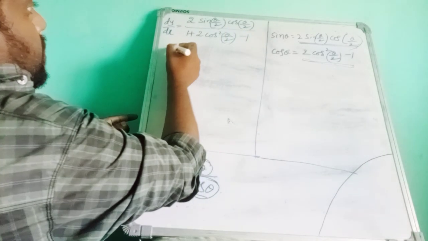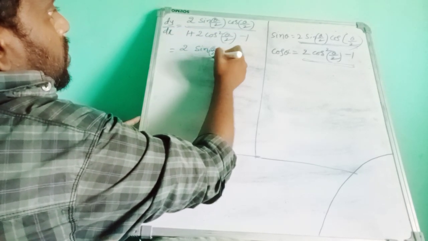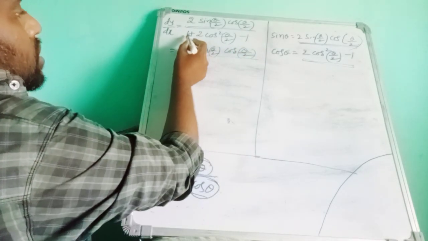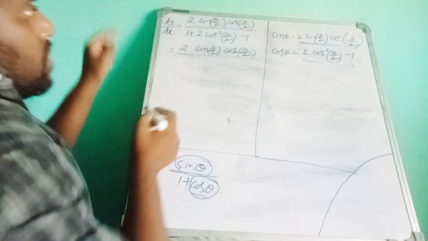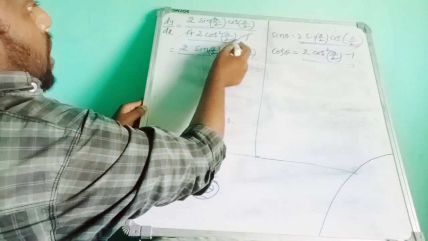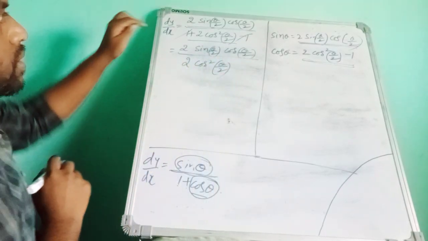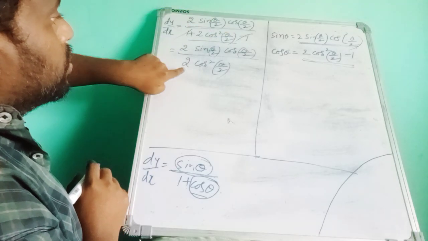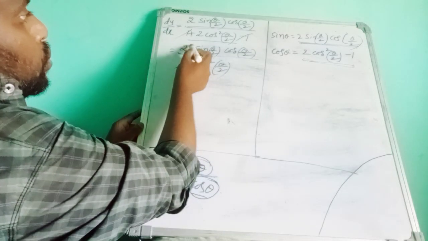Next step, write this entire thing first: 2 sin theta by 2 cos theta by 2, whole divided by, now see 1 is there. Plus 1 minus 1, they will cancel out. So what is here? Just 2 cos square theta by 2. Now see, the 2 cancels out.